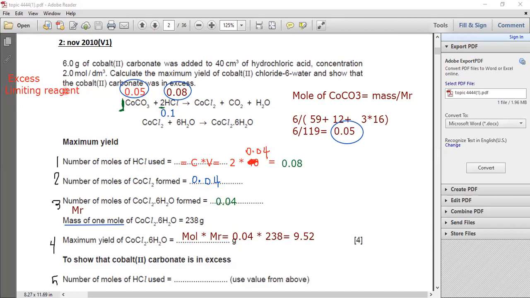Limiting reagent. Is it clear؟ حد عايز يسأل يا شباب؟ في أي بوينت أنا معاكم. طيب يعني عارفين. Okay.